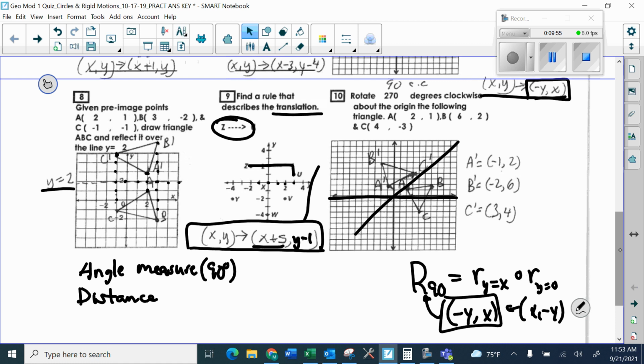So A prime of (2, 1) becomes (negative 1, 2), because negative y, x. I'm just applying the rule there, and I get (negative 1, 2). B, I get (negative 2, 6). So I see (negative 2, 6) there. C, you get (3, 4). You get right there. Now plot those 3 points, reconnect them back up, and you have your triangle again. All right, that goes ahead and explains every problem on your quiz. You're going to have it similar to this tomorrow or whenever you take it.